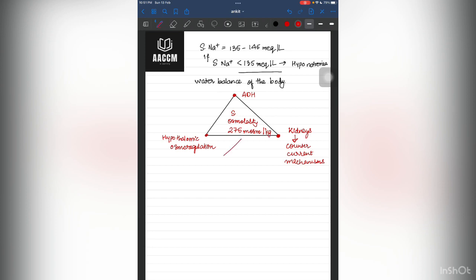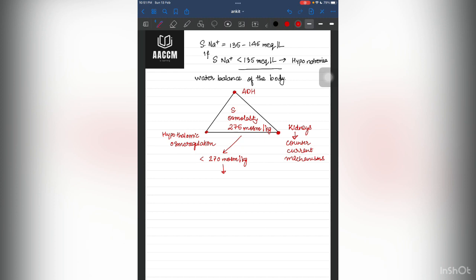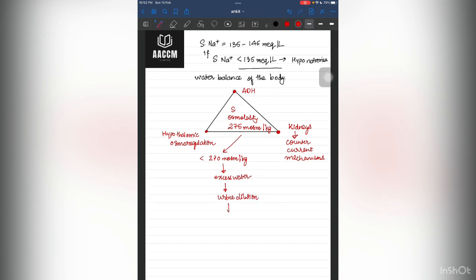If there is less than 270 milliosmoles per kg of serum osmolality, that means there is excess water in the human body, there is dilution of urine, and excretion of water via urine.